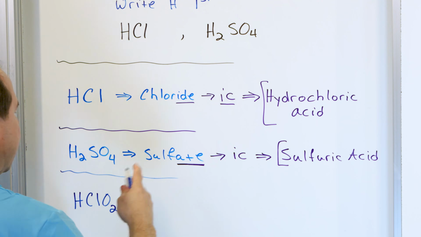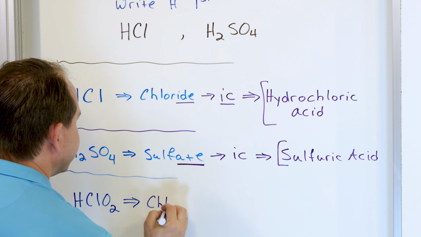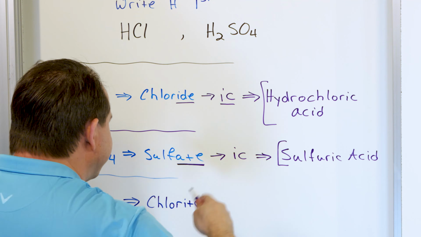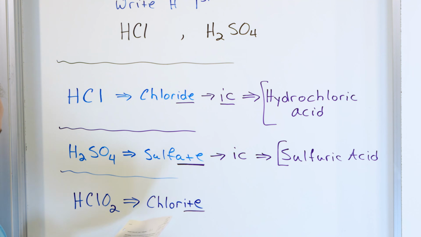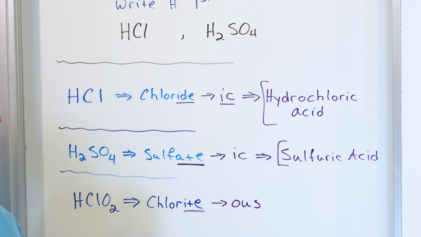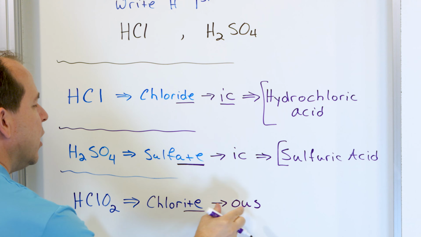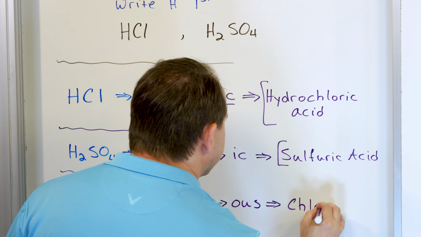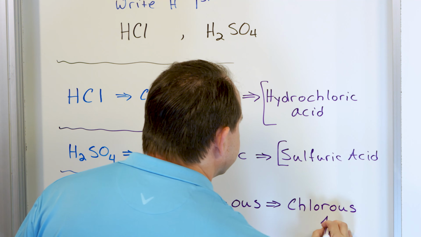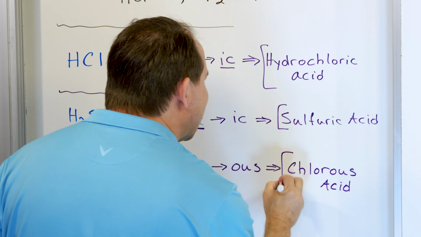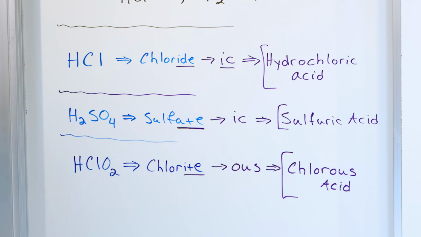So let me write down the ion. The ion name is chlorite. Right? So I'm going to underline the last few letters. The ITE becomes OUS. And again, you don't do hydro anything. It's just named based on the ion. Chlorous is what you name it. So chlorous acid. Chlorous acid. Again, not as common, not something you may have heard of, but this is how you name it.